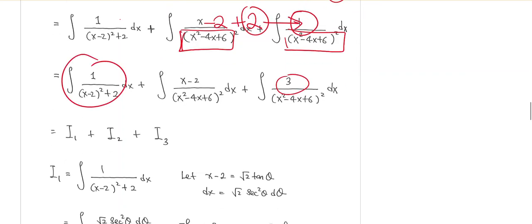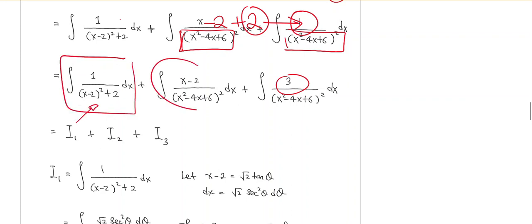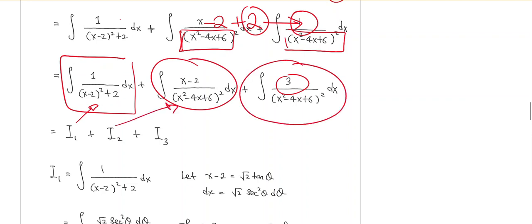So I'm going to call this integral I1 because I don't want to do all these integrations in one shot. It's complicated. So we want to split this into 3 different parts. I'm going to integrate this and call the integral I1. We're going to integrate this separately and call this I2. I'm going to integrate this separately and call it I3.